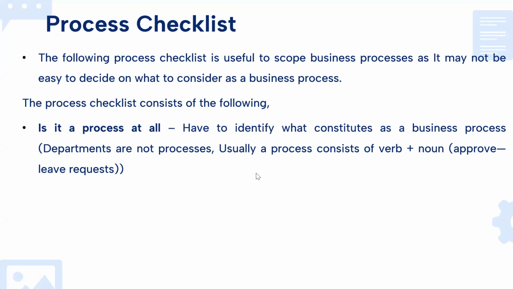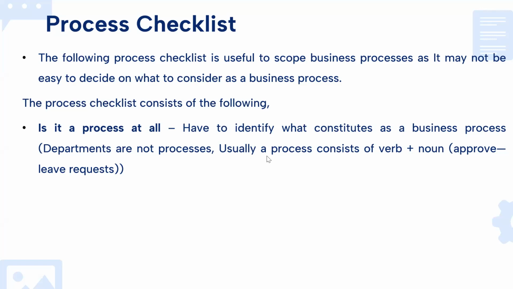Okay, so I will explain one by one. The first one in the checklist is that you have to identify whether it's a process at all. Sometimes within an organization, if you don't have a good understanding of what processes are and cannot differentiate processes from other things, you are unable to identify a particular process. You have to identify what constitutes a business process. Usually, departments do not constitute a process. Departments or any job roles do not constitute any process. Within departments, you can identify functions or processes.